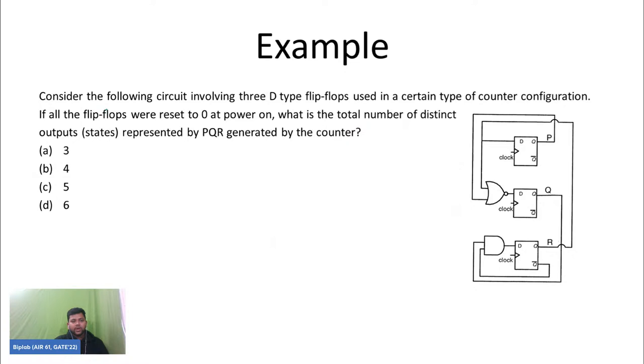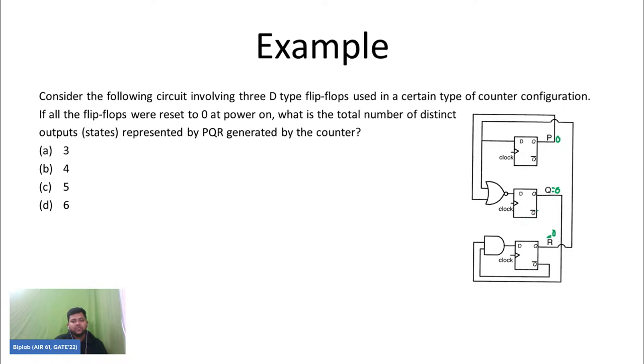Fine. Look at this question, what it is saying. Consider the following circuit involving 3 D-type flip-flops, used in a certain type of counter configuration. All the flip-flops are reset to 0 at power on. What will be the total number of distinct outputs represented by PQR generated by the counter? So this is a counter question, but still we can solve it because we have the idea about flip-flops. You can see which flip-flop is used here: D flip-flop.